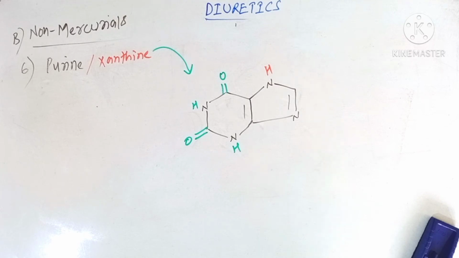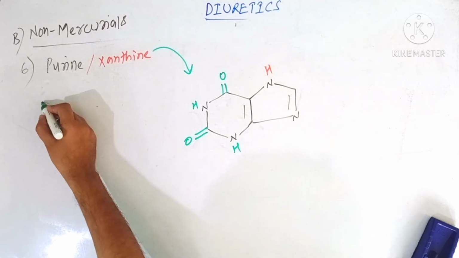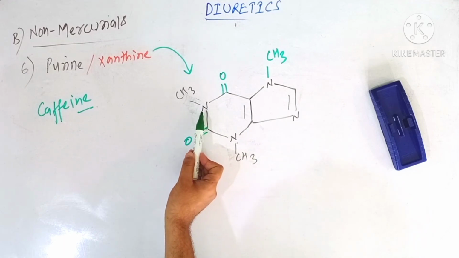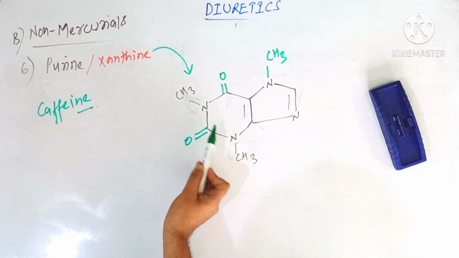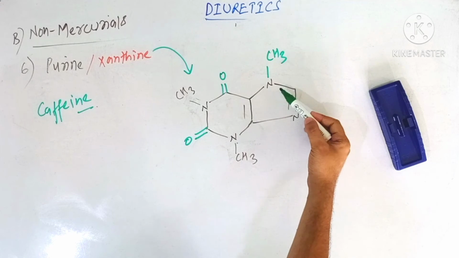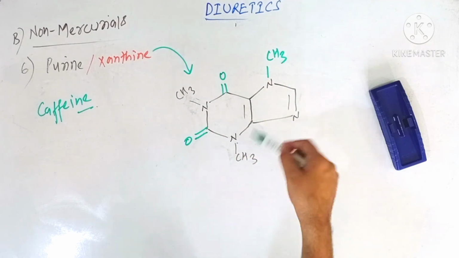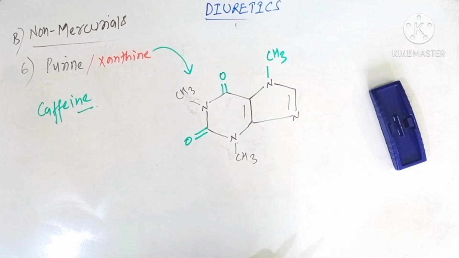Now we will see the examples of drugs which come under this class. So first example is your caffeine, and caffeine has the following structure. At both the nitrogens of this 6-member ring, a methyl group is there, and on this pentacyclic ring this nitrogen has a methyl group. So this is the structure of caffeine.